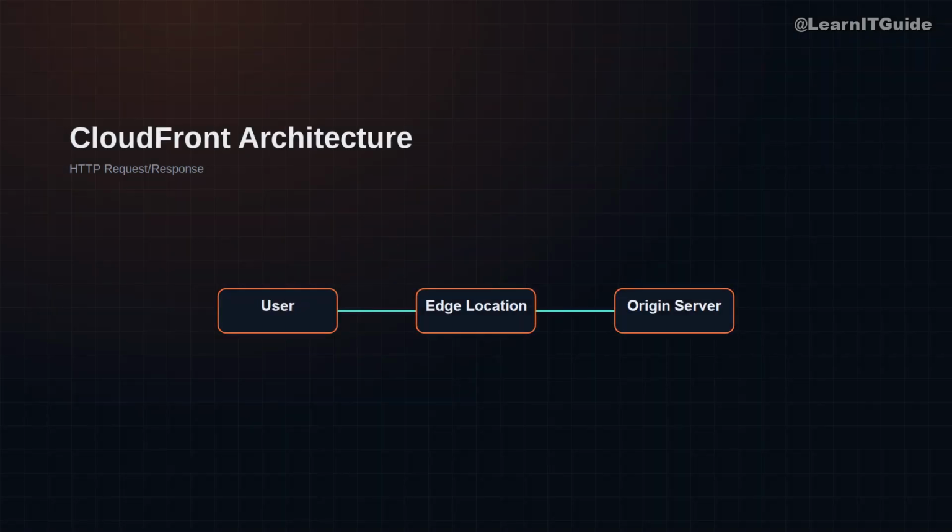How does CloudFront work internally? When a user sends a request, it first hits the nearest edge location. If the content is cached, the edge location returns it immediately. If not, the edge location fetches it from your origin server, caches it, and then delivers it to the user. This flow is what makes content delivery so efficient.